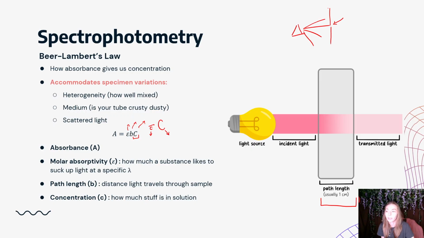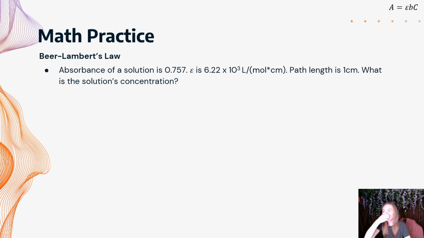Lastly, concentration. This should be a capital C. I know that I said small c, it should be a big C. Concentration is just how much stuff is in your sample, okay? So let's go ahead and do a really quick version of this.